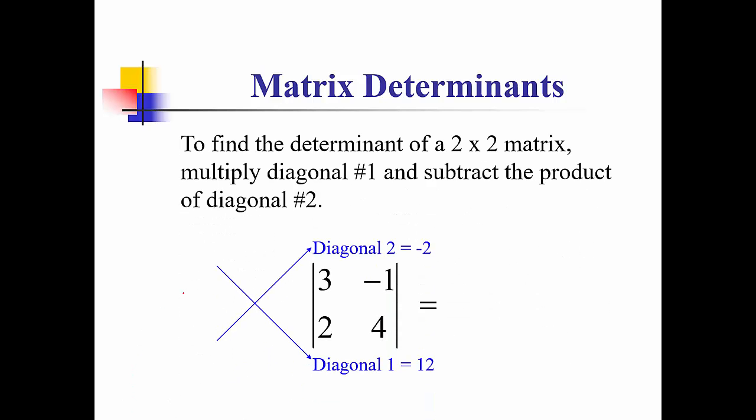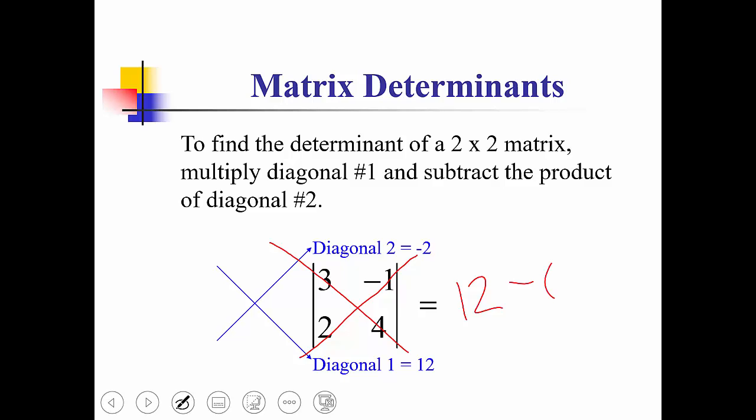On 2 by 2s, all we do is multiply the diagonals. We go this way first, 3 times 4. That's 12. And then we go minus this way, 2 times negative 1 is negative 2. Well, 12 minus negative 2 is positive 14. So the value of the determinant is 14. We'll talk more about why we need to know what the determinant is in tomorrow's lesson. That's all you have to do to calculate it.